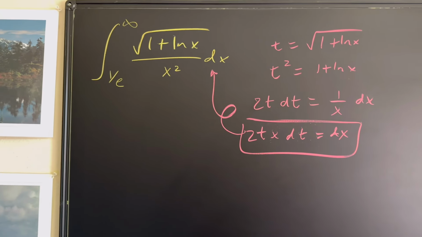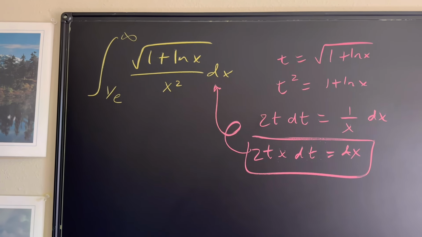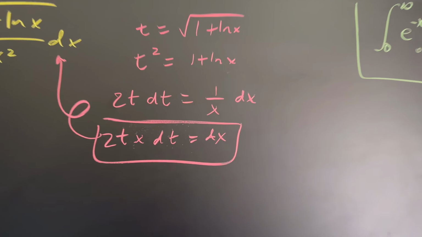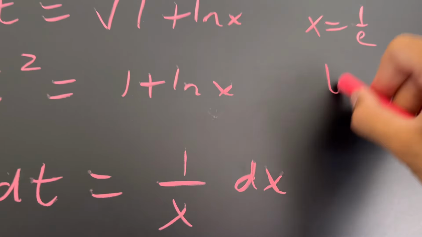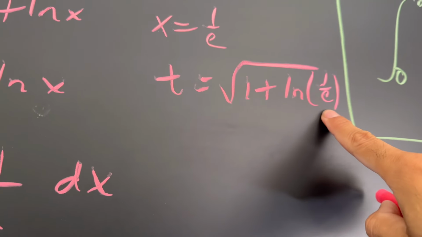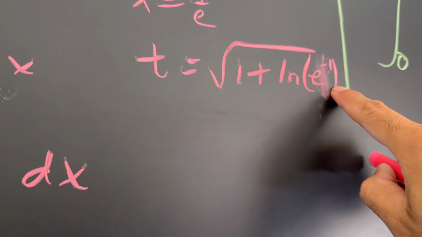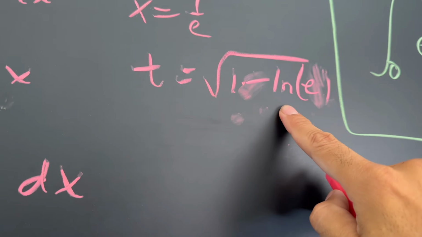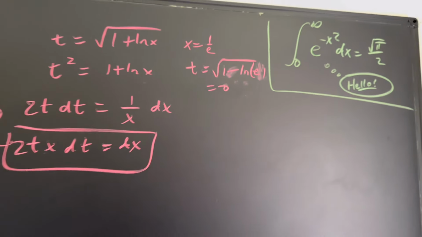But before that, let's change our boundaries, because right now they're from 1 over e to infinity, but that's in terms of x. We need to change them so that they're in terms of t. So when x is equal to 1 over e, then t is going to be the square root of 1 plus natural log of 1 over e. 1 over e is basically e to the negative 1, and then this negative 1 can come on the outside. So we have 1 minus natural log of e. Natural log of e is 1, so 1 minus 1 is 0. Perfect. Okay, so we have our bottom parameter.